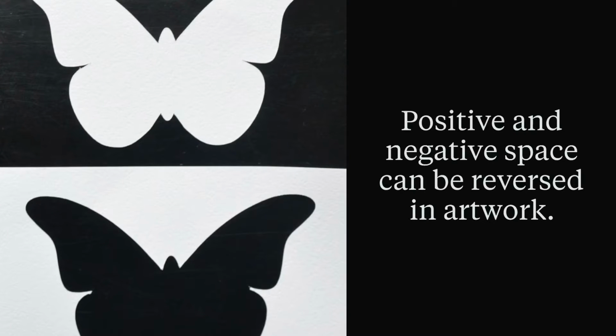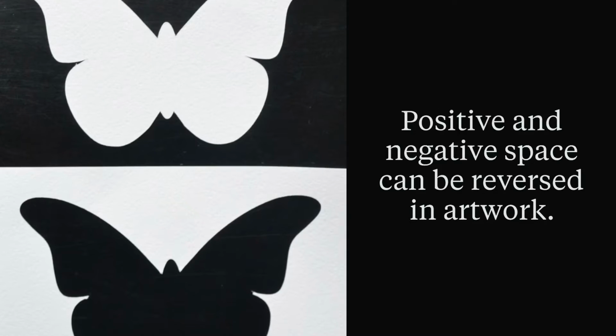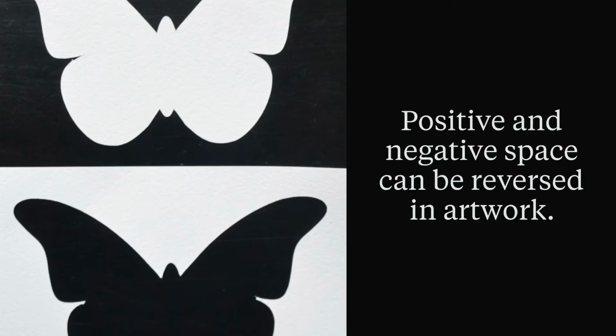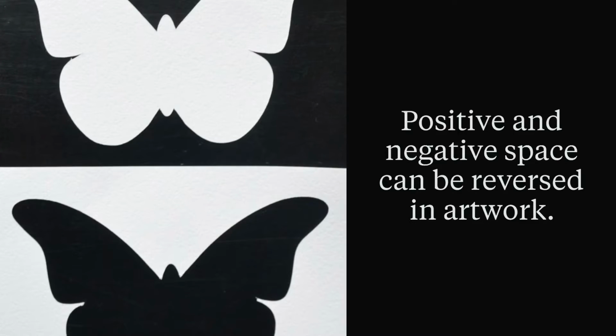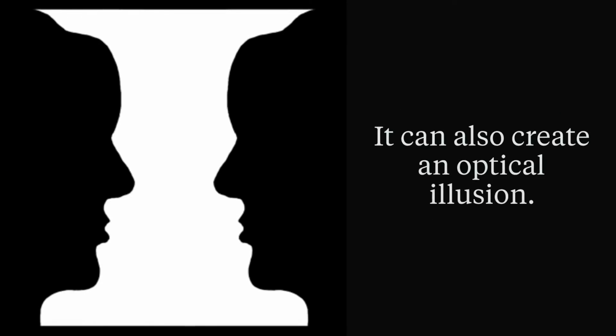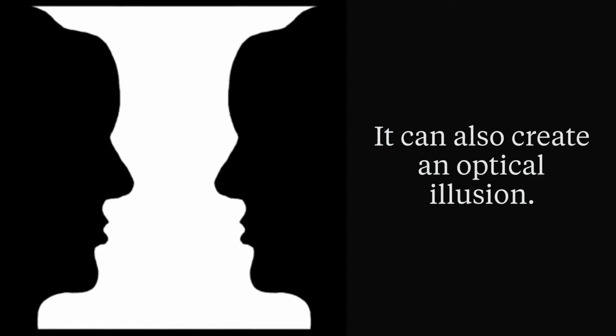Positive and negative shapes can be reversed in an artwork. In the top picture, the negative shape of the background is shaded in black and the positive shape of the butterfly remains white. In the bottom picture, the negative shape of the background is white and the positive shape of the butterfly is black. The difference between positive and negative shape can also create optical illusions.